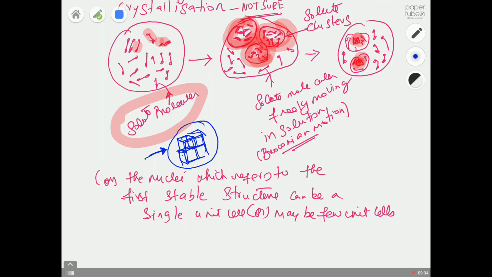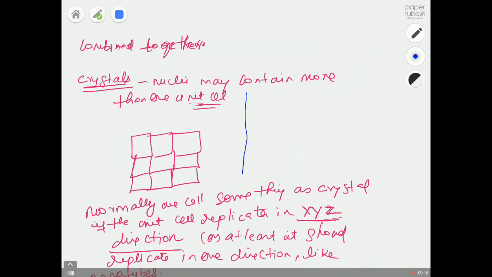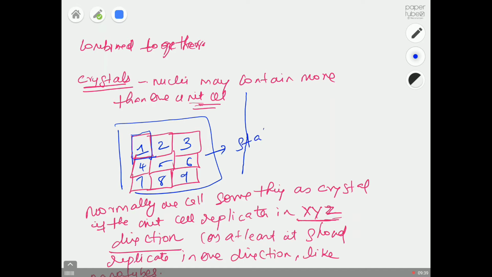These are some basic things we already covered in the previous lecture. I already showed them through some diagrams, and I just wrote them to remind you. So crystal nuclei may contain more than one unit cell. Just remember this. I showed it in a 2D diagram. This is one unit cell, this is the second unit cell, third, fourth, fifth, sixth, seventh, eighth, and ninth. So all these 9 unit cells can be called a stable nuclei.